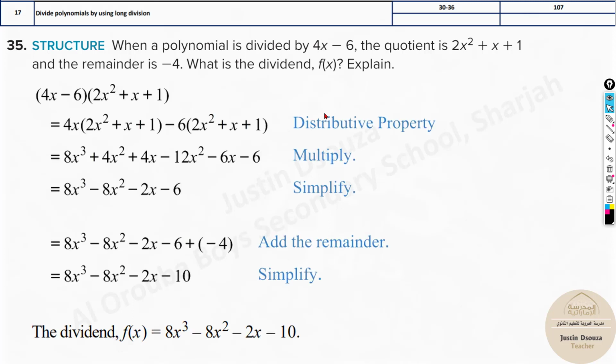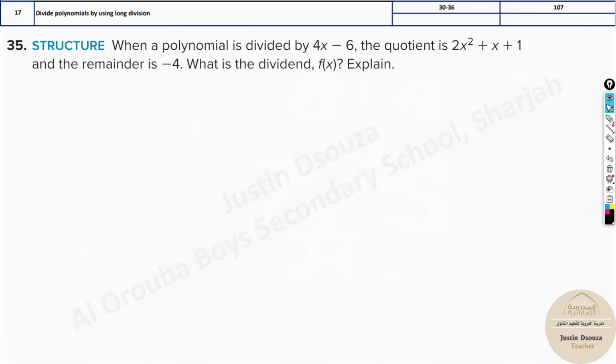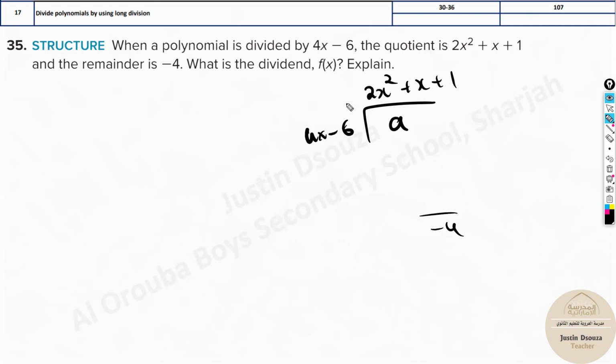Now again over here, same thing, guys. Oh, I'm sorry. I just realized over here they have told the polynomial is divided by this, and the answer is given and the remainder is given. So it is basically some unknown value. Okay, I'll write a, you divide it by 4x minus 6. The quotient is given as 2x squared plus x plus 1, and finally the remainder is minus 4. How would you check? Multiply these two first.